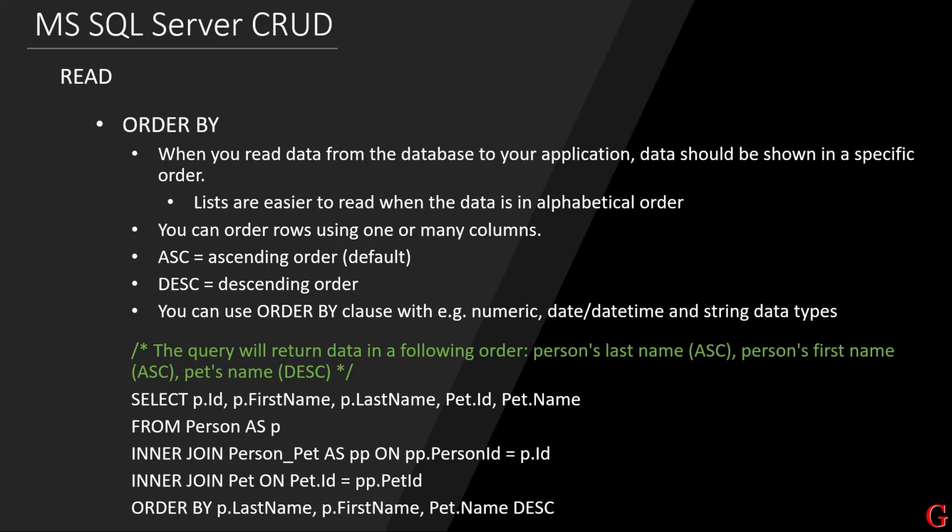There come times when you need to return data from the database in a specific order. That is when you use order by clause. You can use order by with many data types. Data is sorted in ascending order by default.